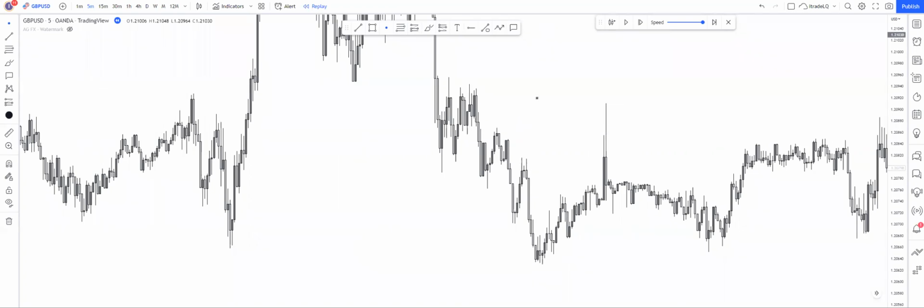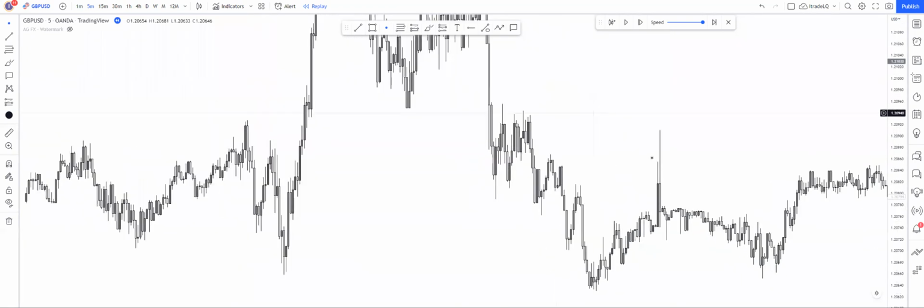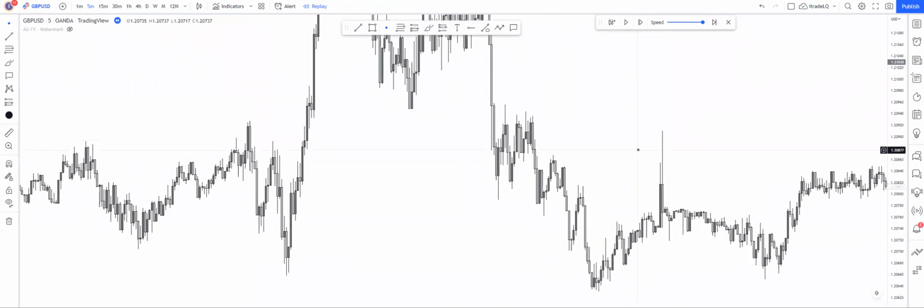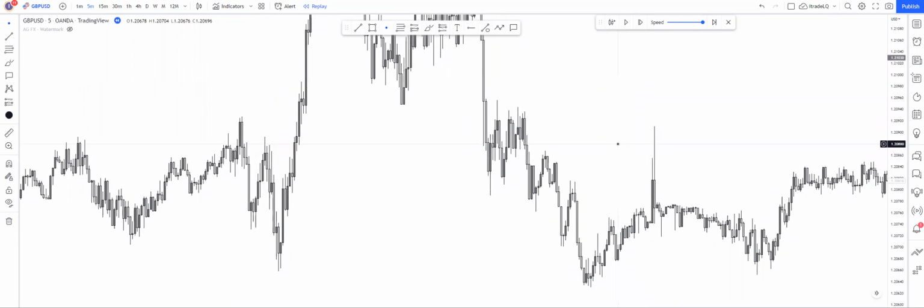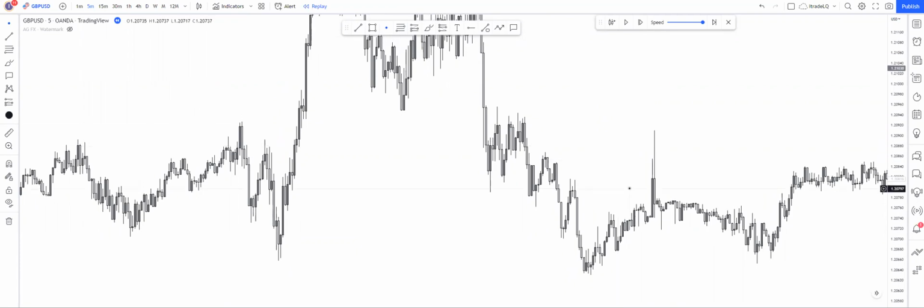All right. Price needs a reason to make a move, and there's always going to be a reason. It can't just make a move because it needs fuel. It needs liquidity, because the market is pretty much driven by liquidity. It needs liquidity to make its move.